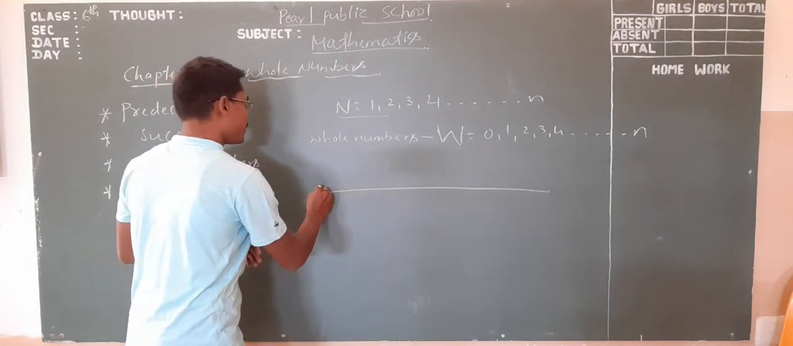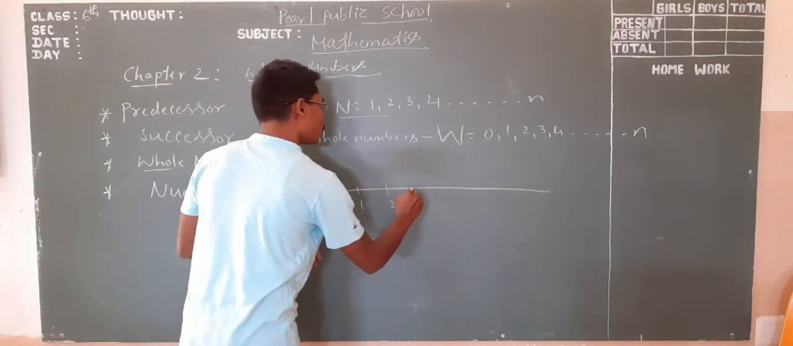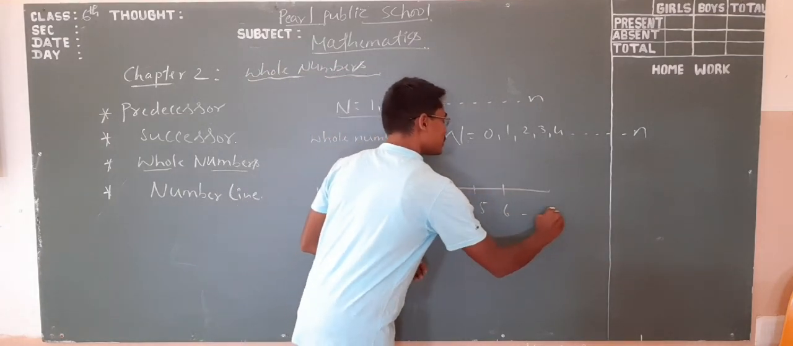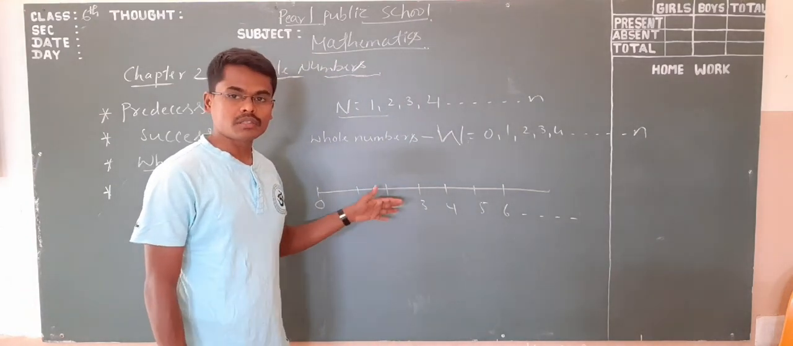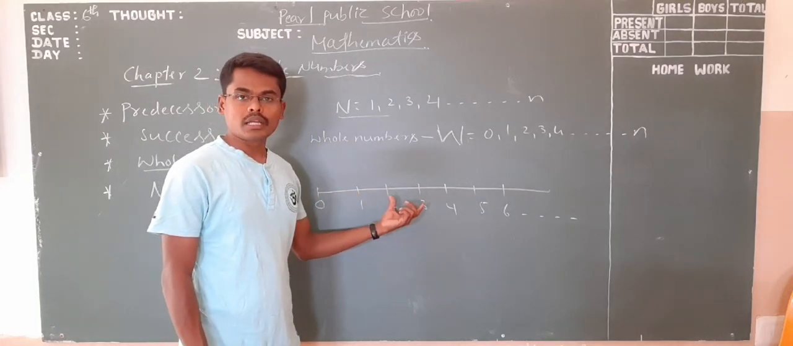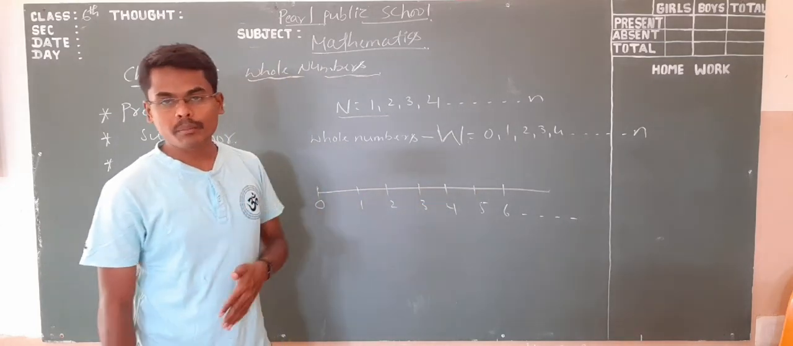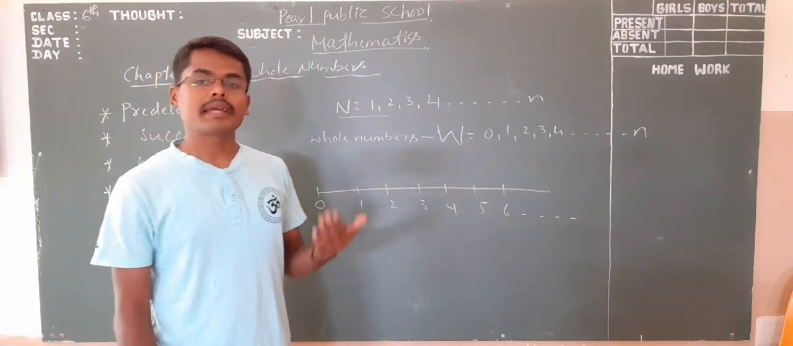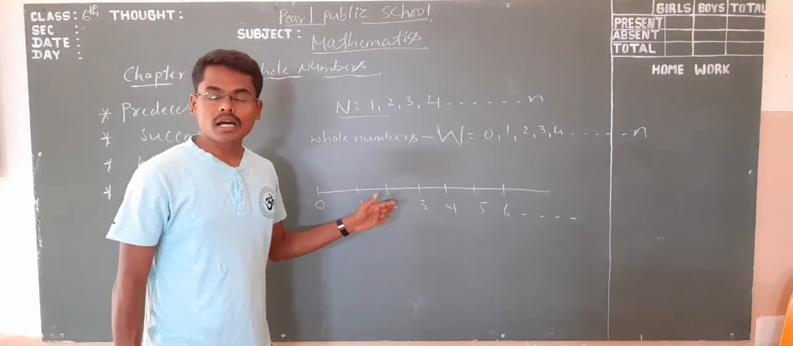Now, I will start from here. Right? 0, 1, 2, 3, 4, 5, 6 and so on. Like this, I can represent the whole numbers on this number line. 0, 1, 2, 3, 4, 5, 6. Like that, I can represent the whole numbers, the natural numbers, the integers, and I can represent the rational numbers also. Right? This is about the number line.